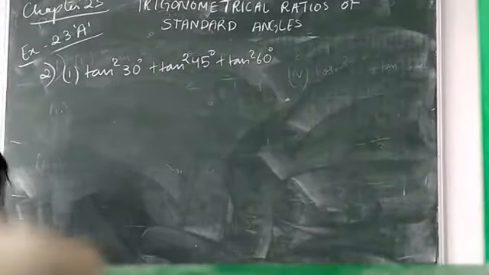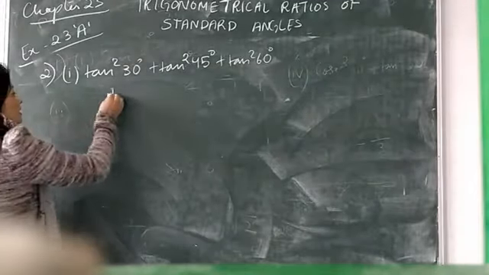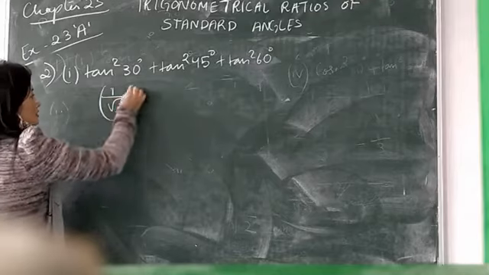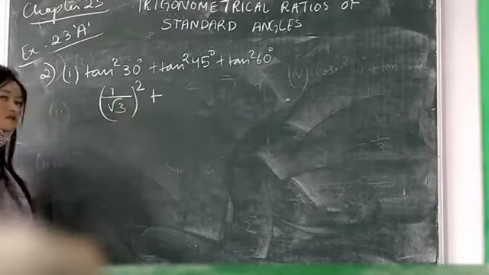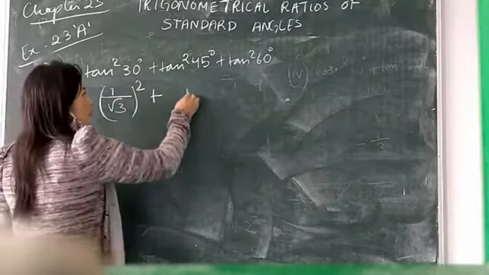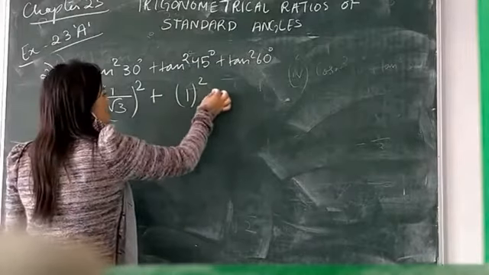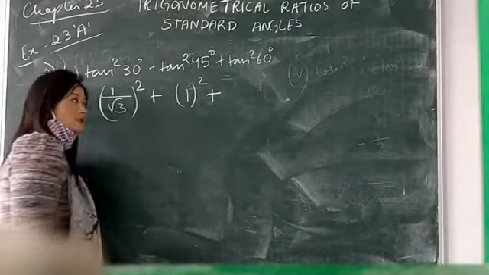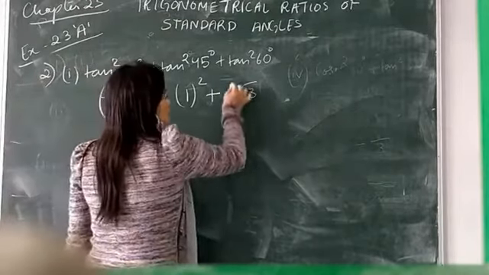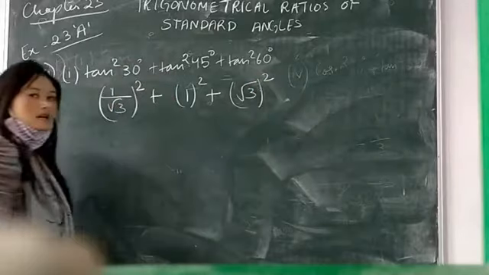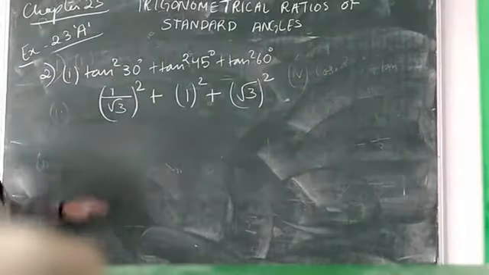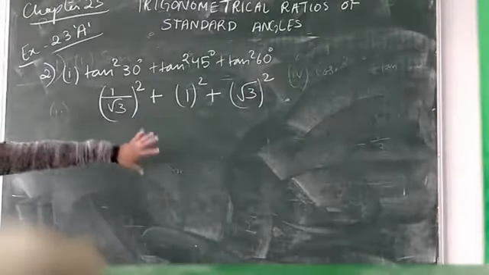Okay, now what is your tan 30? It's 1 by root 3, squared. What is your tan 45? 1. Since we have a square, we'll square it. What is your tan 60? Root 3, and squared. Now you simply have to simplify the rest.